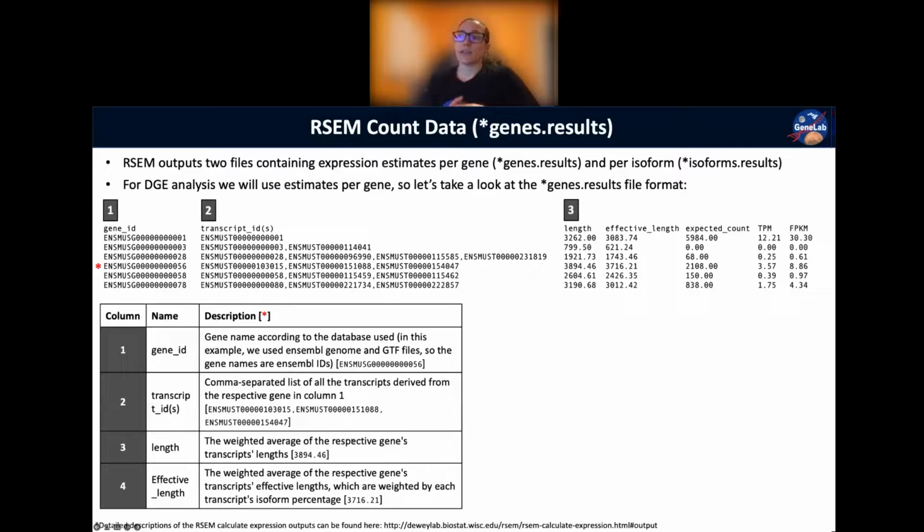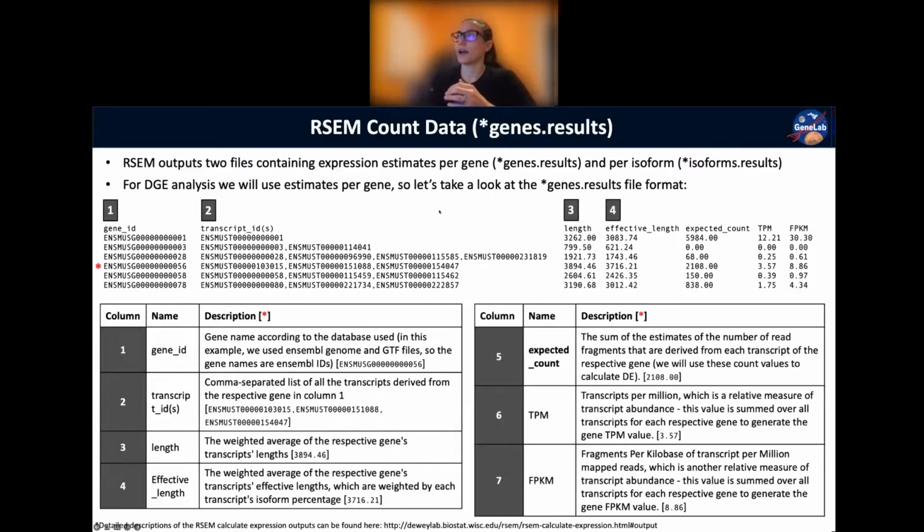This is going to be a weighted average of the respective gene's transcript lengths, right? Because each one of these transcripts, depending on the length of the exons that are included in that transcript, will be a different length. So this initial length column is looking at the weighted average, assuming that all of the transcripts are expressed equally. Then the fourth column is going to be the effective length. So I should say for this example, the length is 3,894.46. And then the effective length, you see, is slightly different than that.